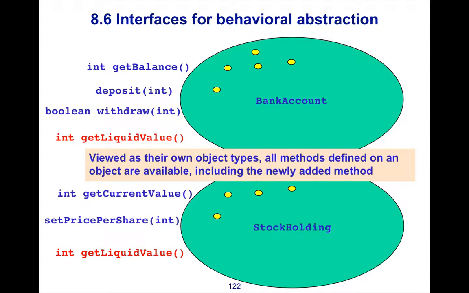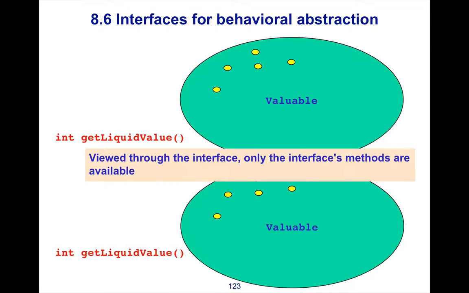Viewed as their own object types, all methods defined on an object are available, including the ones we just added. So if I view bank account as a bank account object, the four methods you see here are available, and stock holding as a stock holding object offers its three methods. If I look at these same objects, but through a Valuable interface view, all I see is the method that Valuable offers, namely getLiquidValue. You could think of them as a pair of glasses that restricts your view. Even though you're looking at a stock holding object or a bank account object, all you can see through this particular pair of glasses is what the Valuable interface offers, namely getLiquidValue.